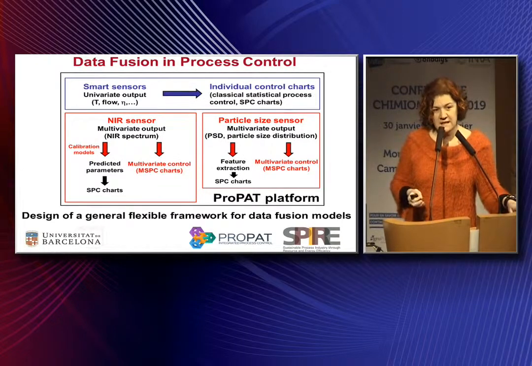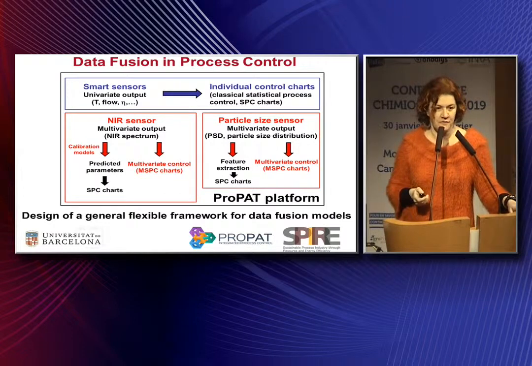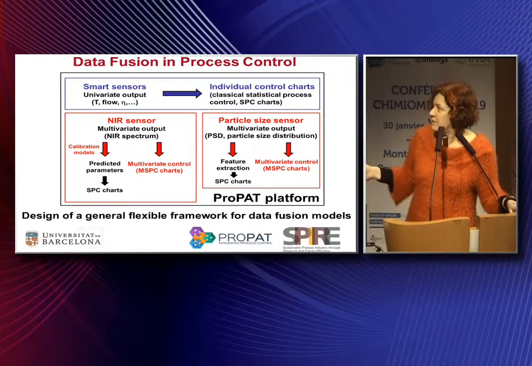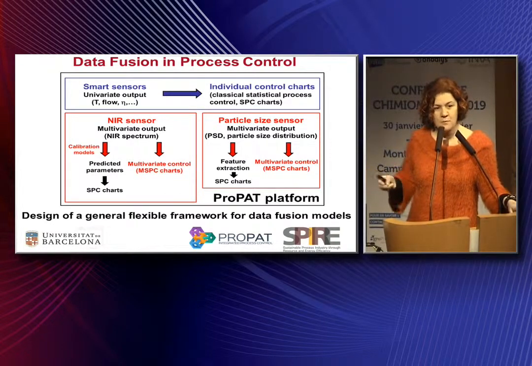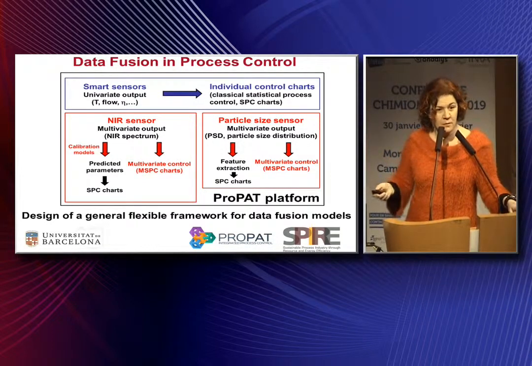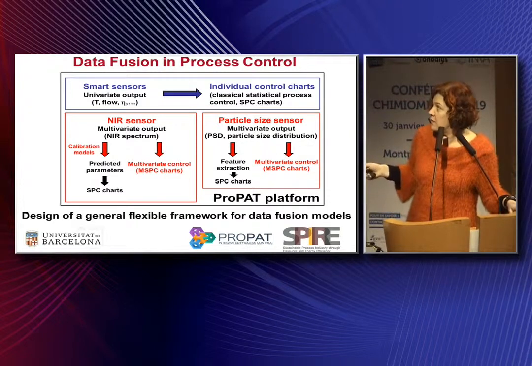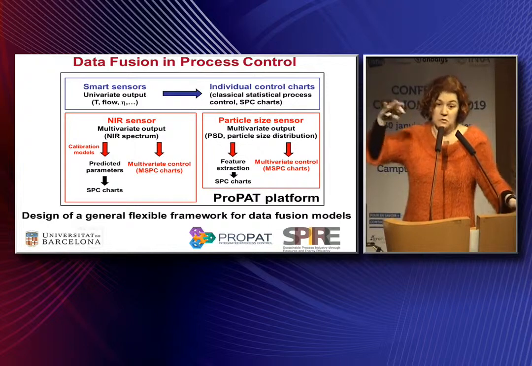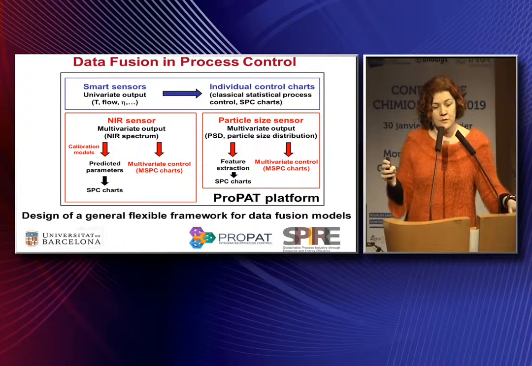Then the thing, of course, is that if you have all this variety of sensors, you can make many different models. You can make from the NIR sensor, you can do PLS models to predict key properties in your process, you can do MSPC models, you can work with your simple sensors and do classical control plots. You have a lot of information, but it would be nice to put all this together.